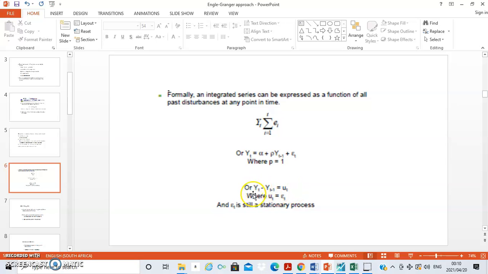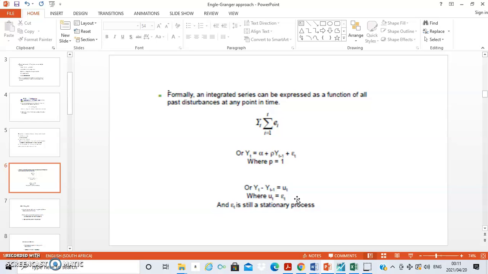In other words, we are saying that this is your current value of t, this is the past value of t, so the difference between them is equal to mu t. But we are saying this mu t is equal to et. Remember that we are saying et is stationary, okay? And therefore, if it's stationary, the expected value of the error term must be equal to 0. So that's why we're saying mean 0 and constant variance.